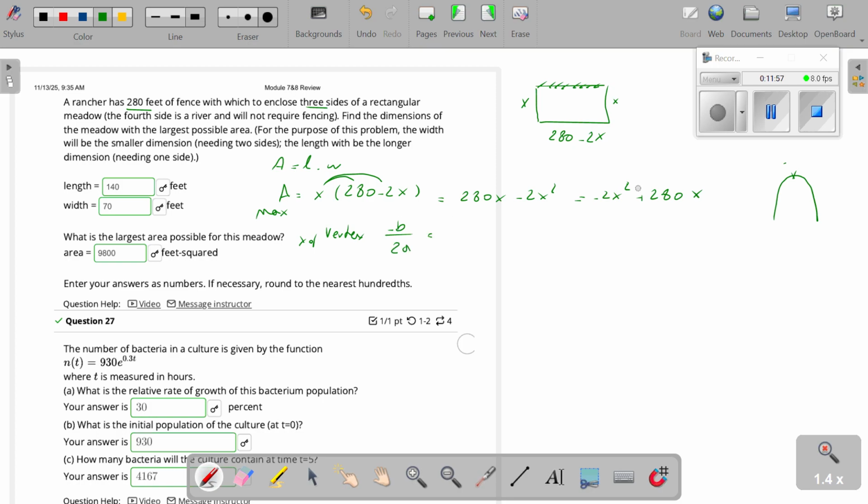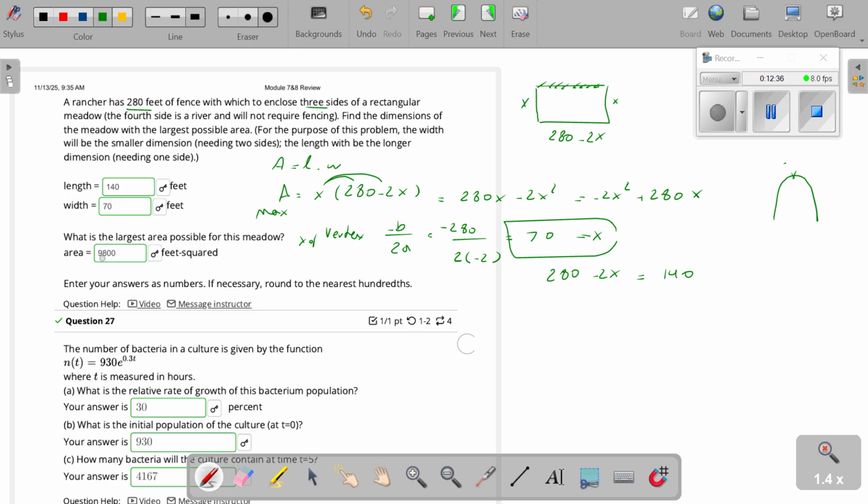What is the b value? It's 280. So I'm going to write negative 280 over 2 times a, which is negative 2. When you divide them, it's going to be 70. So this 70 is the x of the vertex, and that's the x value. Basically, it's the width of the rectangle. And then the length is going to be 280 minus 2x. So 280 minus 2 times 70, that's going to be 140. So the dimensions will be 70 and 140.